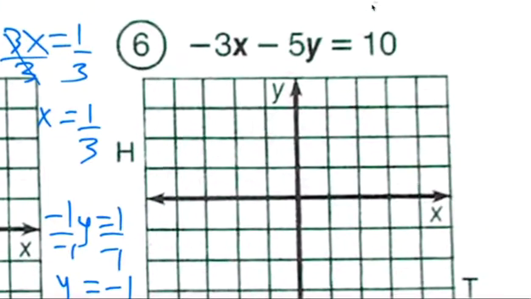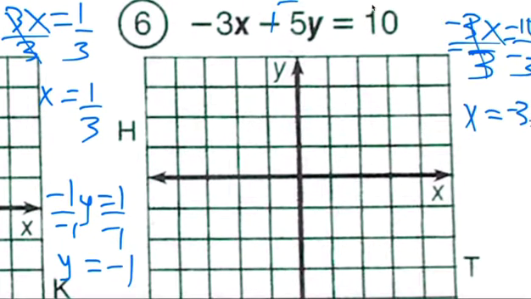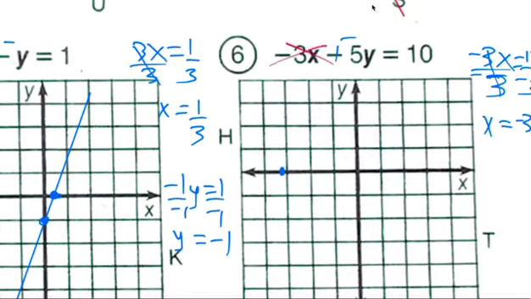And then here, do the same, negative 3x. This is a negative 5, by the way, equals 10. Divide by negative 3. Divide by negative 3. X is negative 3 and a third. So right here, a third. Y then is, you do 5, cover the x, negative 5y equals 10, divide by negative 5. Y equals negative 2 right there.